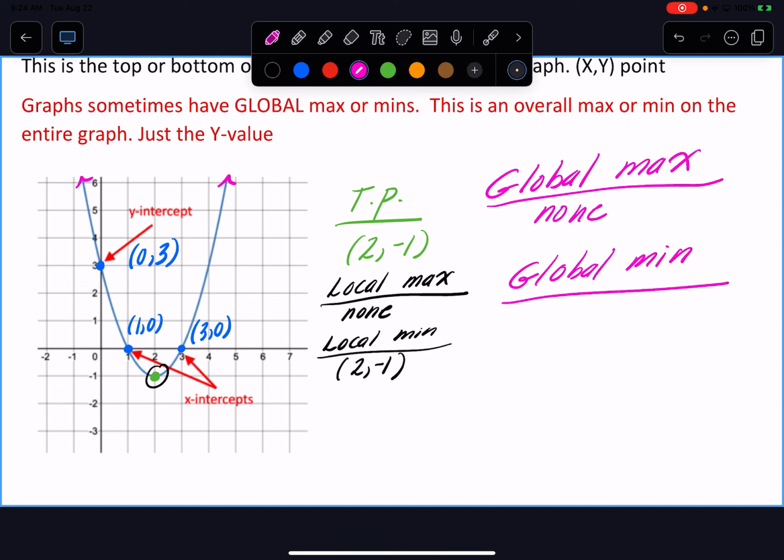Yep, (2, -1). Isn't that the lowest point down? I have a question. So can you have multiple local max points and multiple local min points, but you can only have one global max?